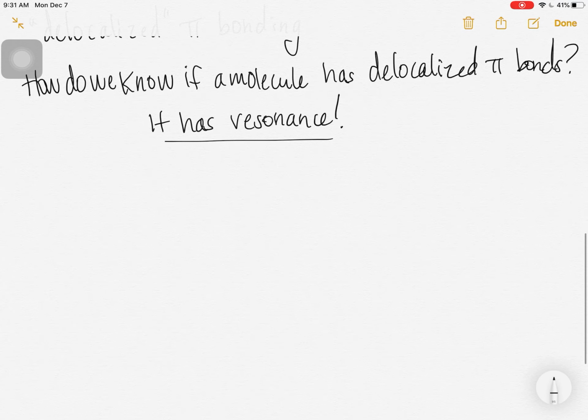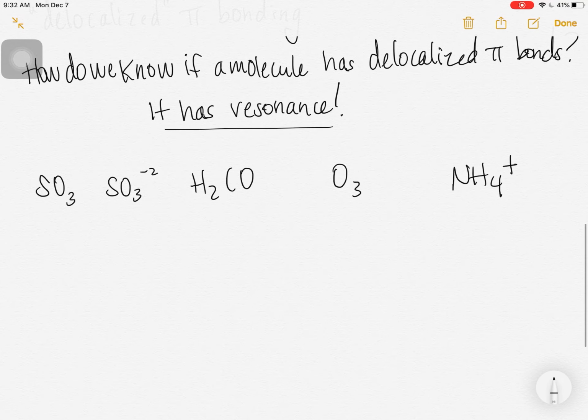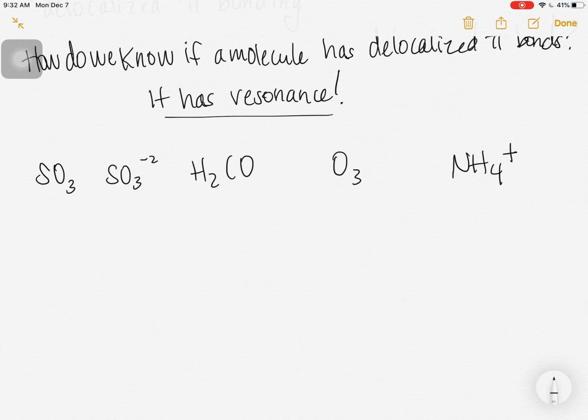There's a practice at the bottom of your paper that says which of the following molecules or ions will exhibit delocalized bonding, which basically means which of these molecules have resonance. Take a minute, pause this video, and try this part on your own. Circle or check the ones that have delocalized pi bonding, and then unpause this video and watch my answer.